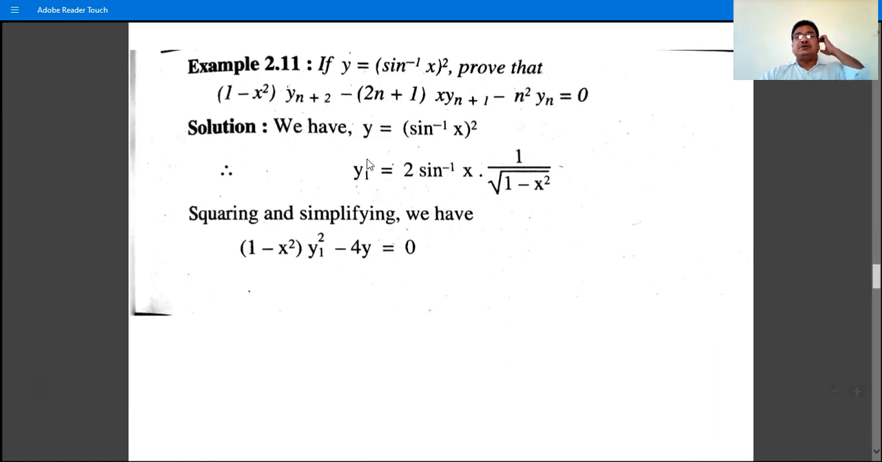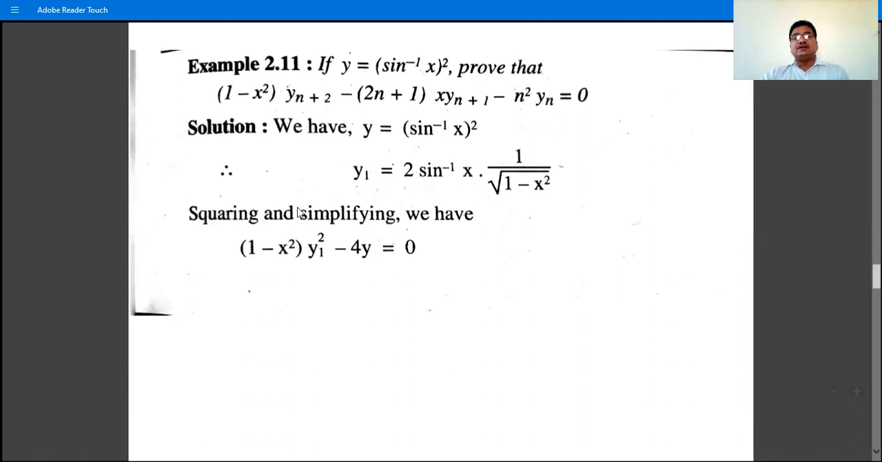So differentiate with respect to x. The derivative of y is y1, and the derivative of this is by using the x raised to n rule. What is the derivative of x raised to n? n x raised to n minus 1. So the derivative of (sin inverse x) whole square is 2 sin inverse x raised to 1, since 2 minus 1 is 1, into the derivative of sin inverse x, which is 1 by root 1 minus x square. Multiply the derivative by sin inverse x. So shift this root 1 minus x square to LHS. So we get root 1 minus x square y1 is equal to 2 sin inverse x.